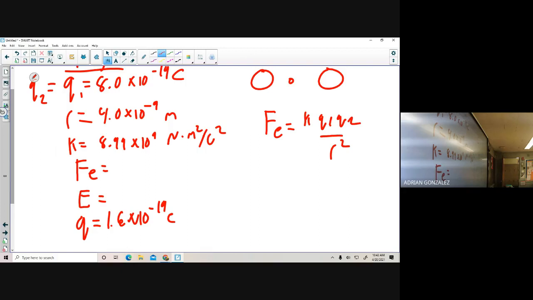So you're going to do that formula. And then once you get the Fe, what formula are you going to use? E equals Fe over Q. So these are the 2 formulas that you're going to use. Has everybody got that?